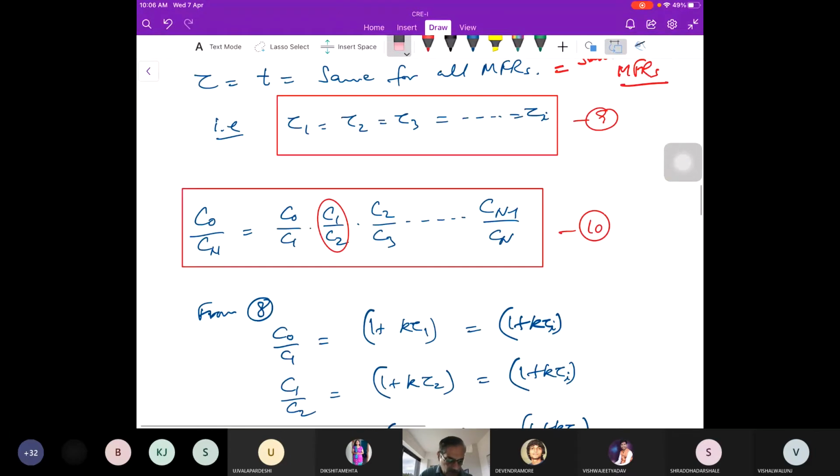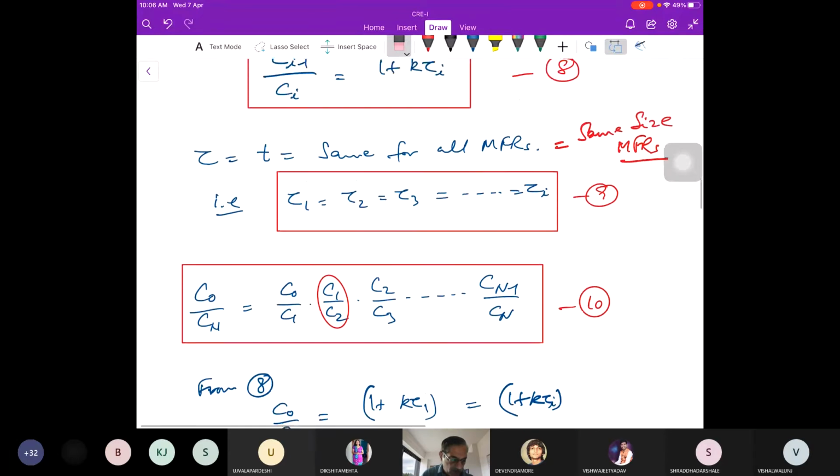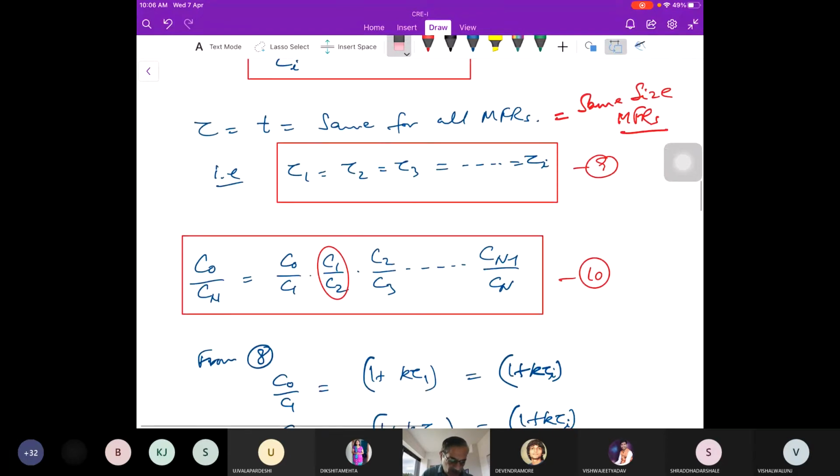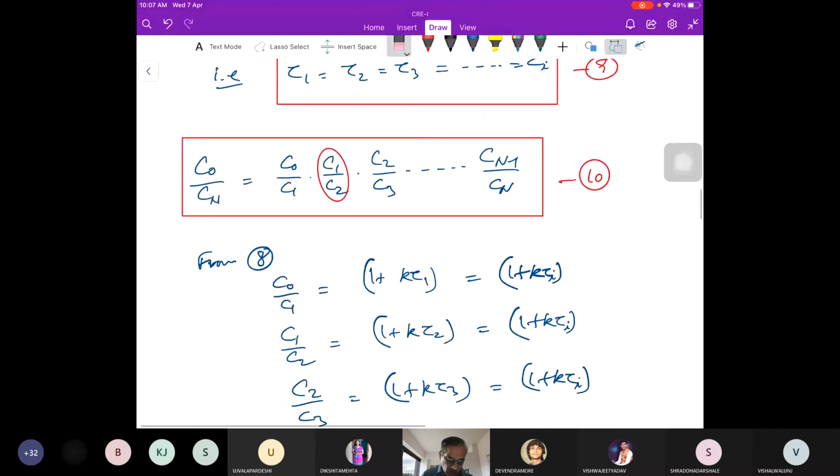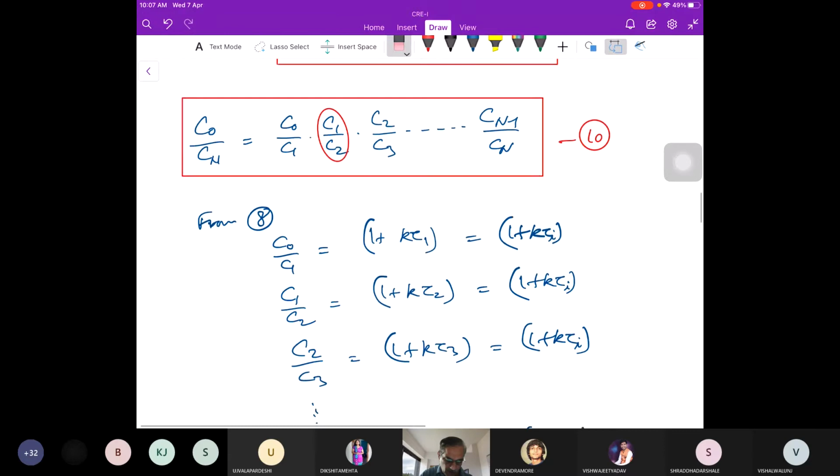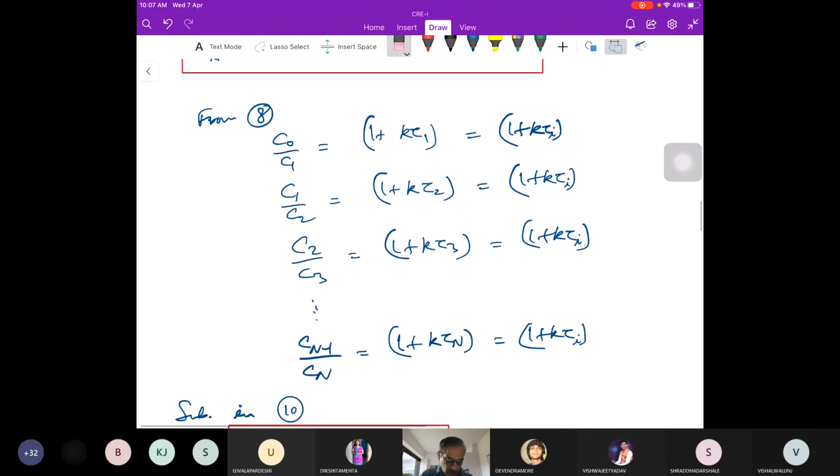So then we substitute all the terms. C0 upon C1 लिया, ऊपर में ये क्वेश्चन लिखा था, C0 upon C1 is 1 plus k tau 1, right? C1 upon C2 is 1 plus k tau 2, C2 upon C3 is 1 plus k tau 3, but we know that tau 1 is equal to tau 2 equal to tau 3. We can write tau I instead of that. It is common, equal for all, right? And Cn minus 1 upon Cn will be nothing but again 1 plus k tau I.